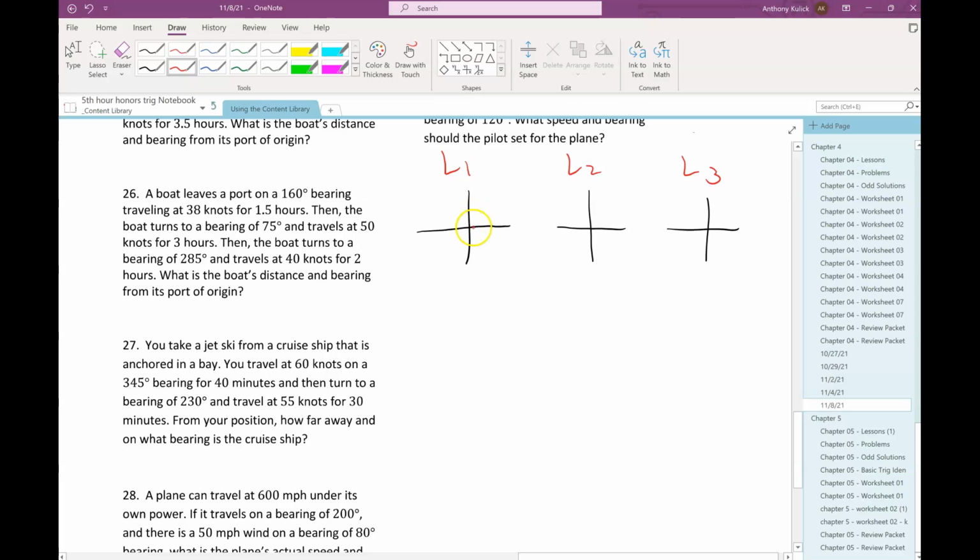So 160 degrees is like here. So the theta there is going to be this one, which is 270 plus 20, so 290. And we're going 38 knots for an hour and a half. So 38 times 1.5 is 38 plus 19, which is 57.